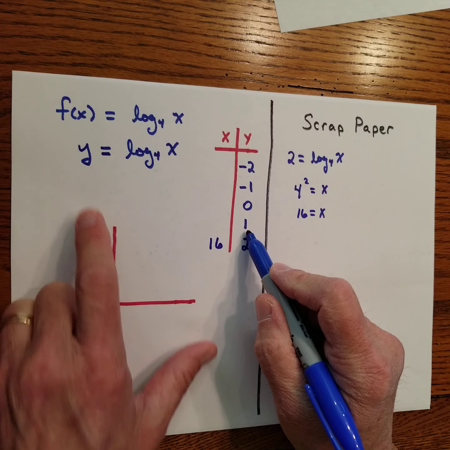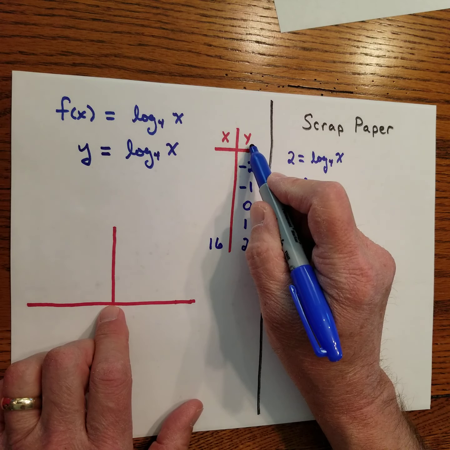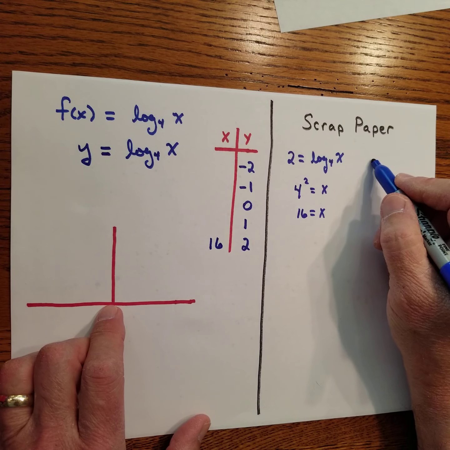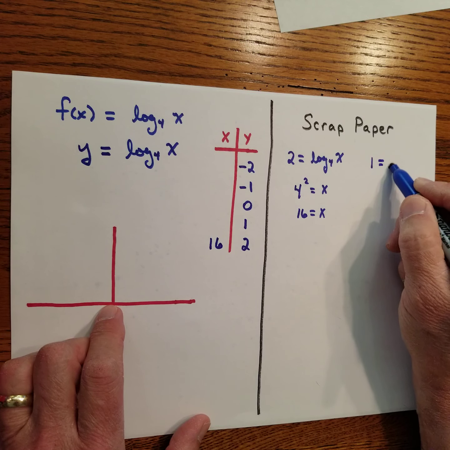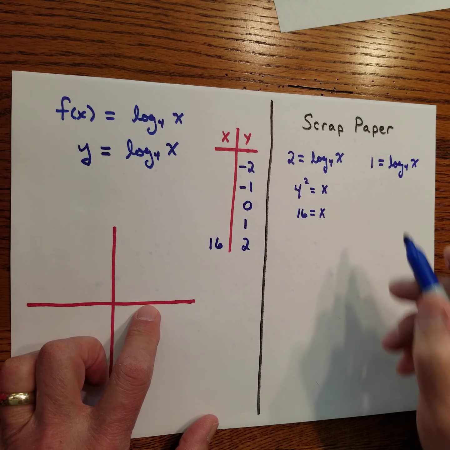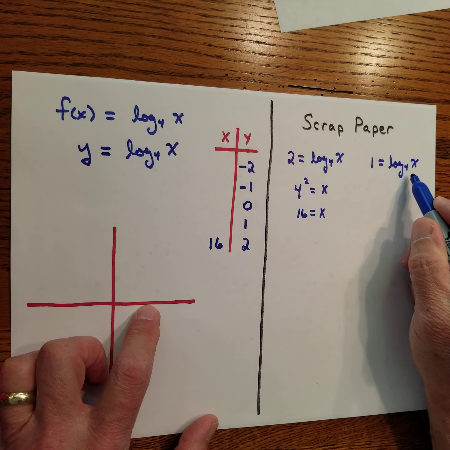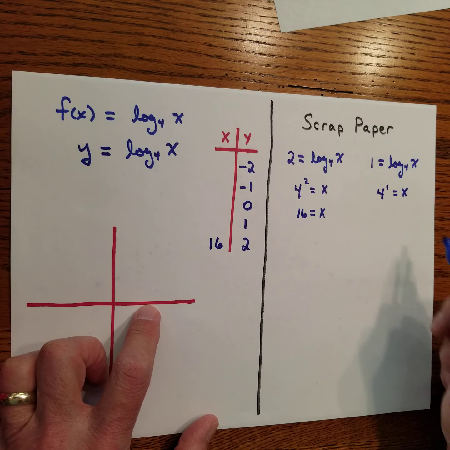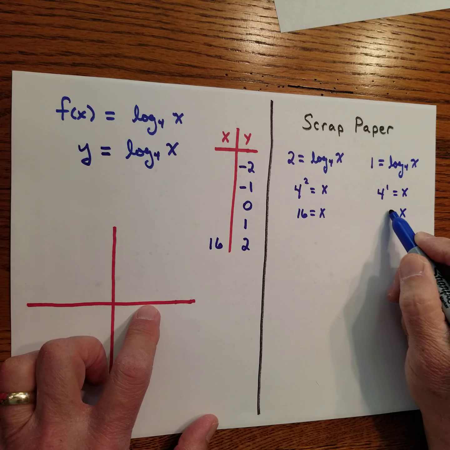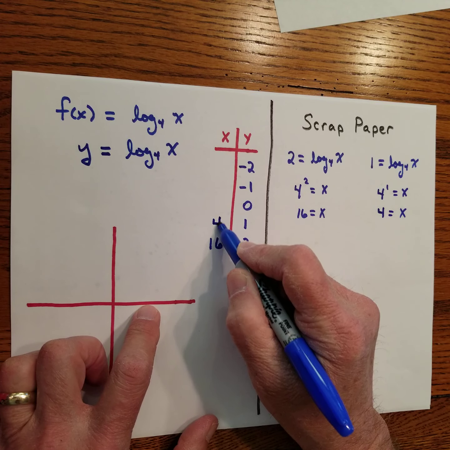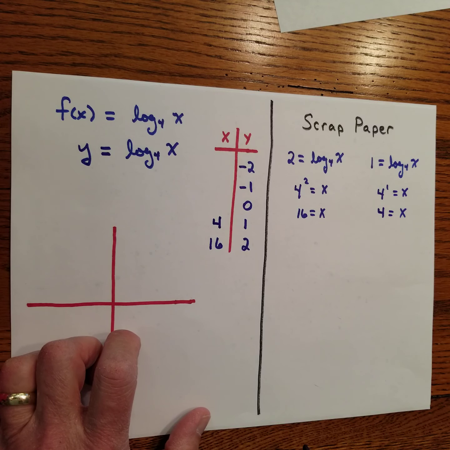Let's try that for 1. We'll take 1 and plug it in for y. We'll have 1 equals log base 4 of x. Now this 1 is the exponent that goes on that 4 and changes it into x. But 4 to the first is just 4. When y is 1, x is 4.